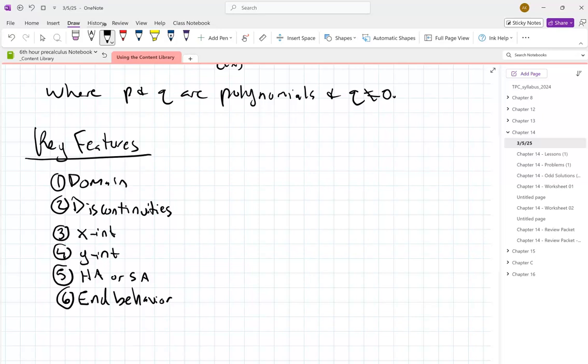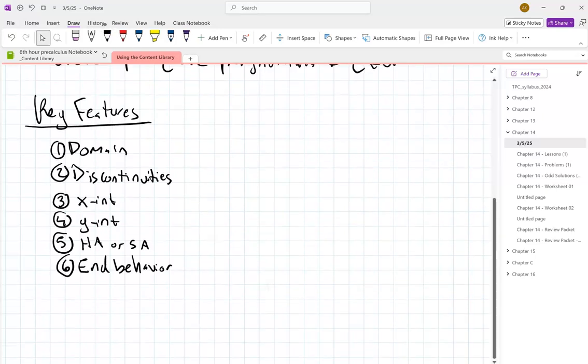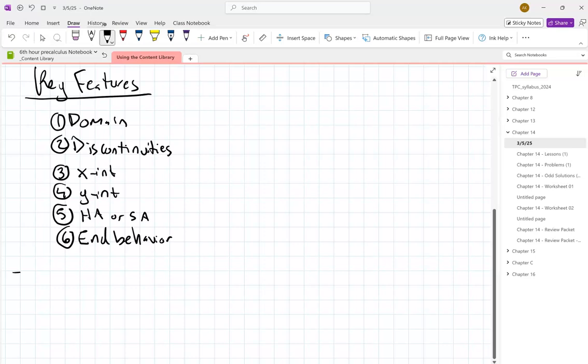So we're going to talk about these 6 key features today: domains, discontinuities, x-intercepts, y-intercepts, horizontal or slant asymptotes, and then end behaviors. So that's our agenda for today. Horizontal asymptote and slant asymptote.